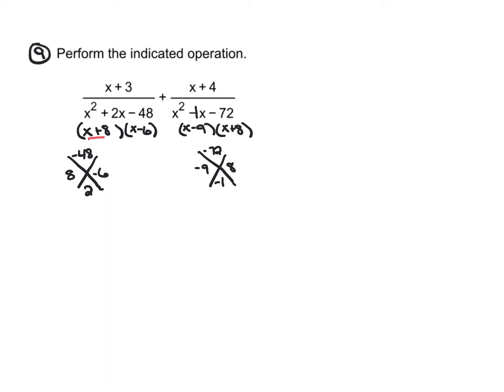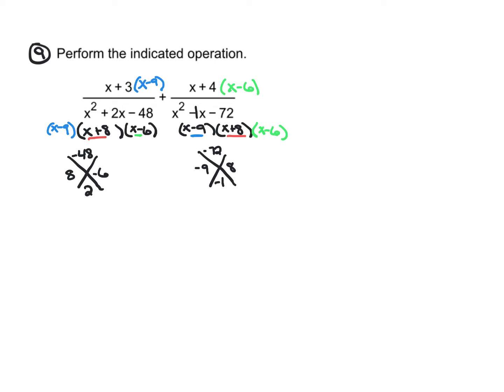Okay, they both have an x plus 8 in common, but I still need an x minus 9 on this one to make it the same as this. If I multiply the bottom by x minus 9, I need to multiply the top by x minus 9. And this one is missing an x minus 6. Okay. If I multiply the bottom by x minus 6, I have to multiply the top by x minus 6.